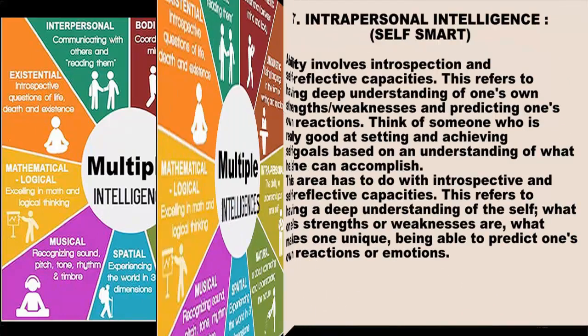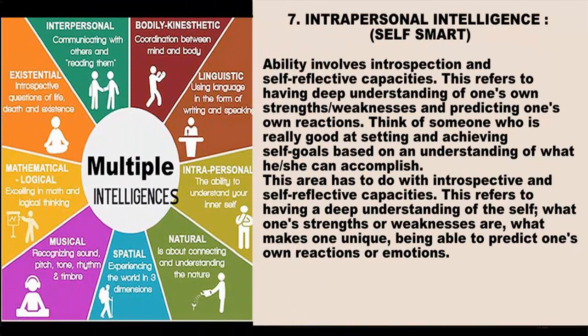7. Intrapersonal intelligence. Self-smart. The ability involves introspection and self-reflective capacities. This refers to having deep understanding of one's own strengths and weaknesses and predicting one's own reactions. Think of someone who is really good at setting and achieving self-goals based on an understanding of what he or she can accomplish. This area has to do with introspective and self-reflective capacities.